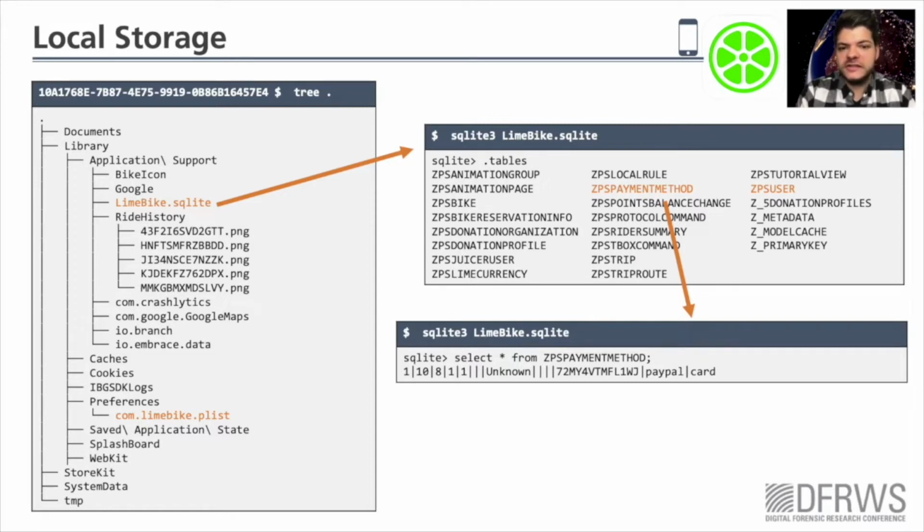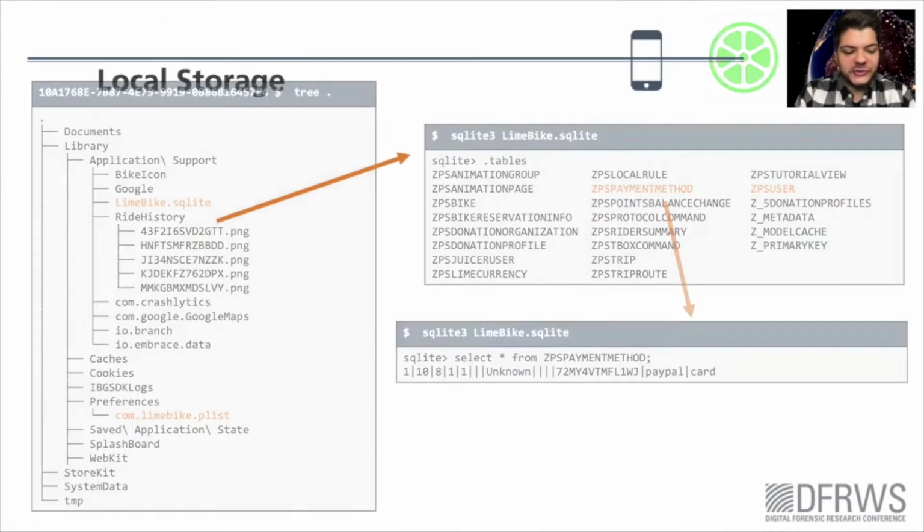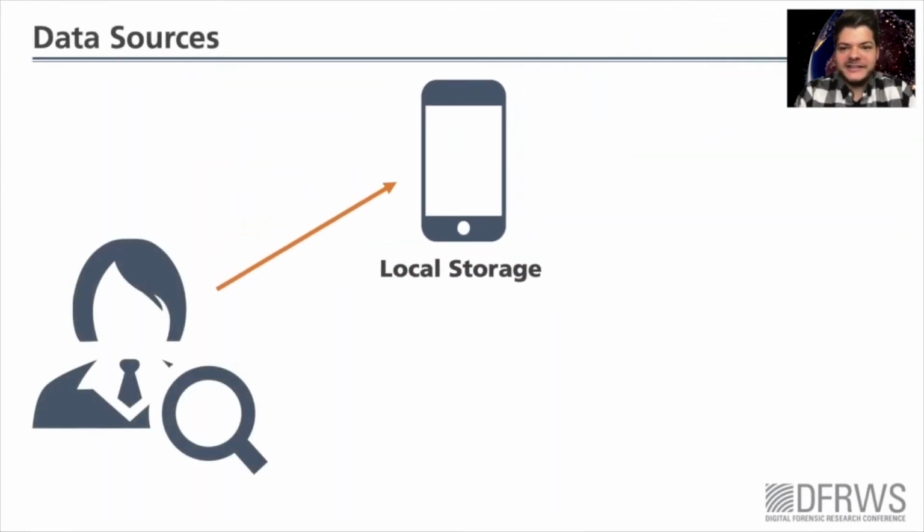So this was, as an example, Lime. The other providers didn't really have much user or payment data stored on the phone. At least they did not have any database like Lime did. But if you want to know more about this, you can, of course, read it in the paper. But because the local storage was a little bit disappointing, we thought, okay, where else can we get data from?